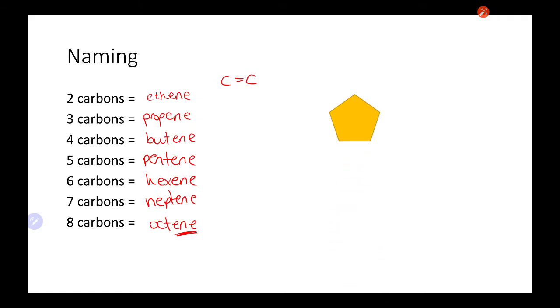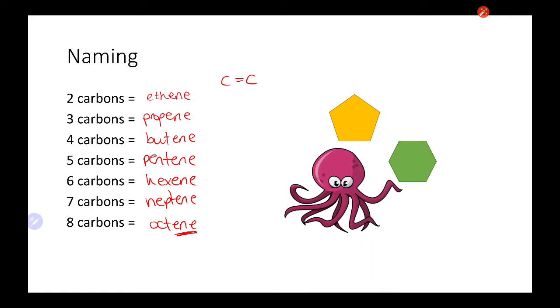Okay, so just a wee reminder, a couple of ways that you can remember some of your prefixes. Pentagons, 5 sides, so obviously pent would be 5 carbons. Hexagon, 6 sides, so hexene, 6 carbons, and then the obvious one is your octopus, which has 8 legs. Octene, 8 carbons. So again you can pause and take a wee note of naming your alkenes.